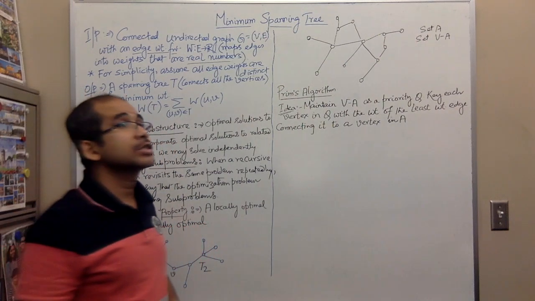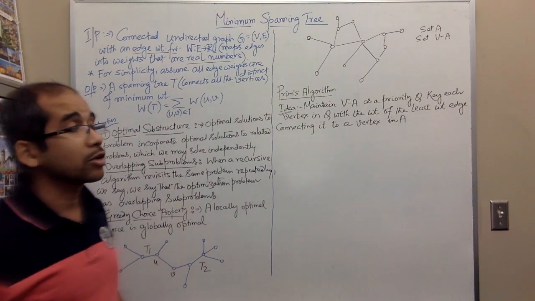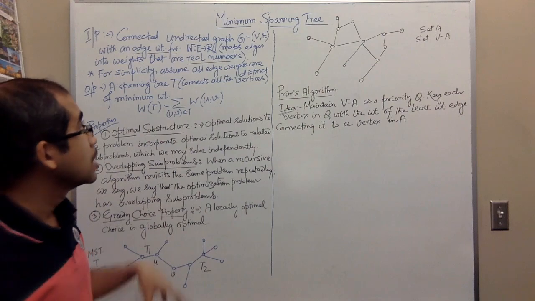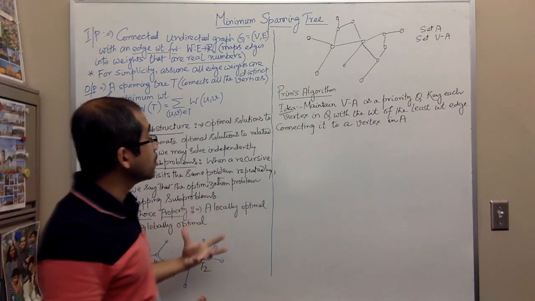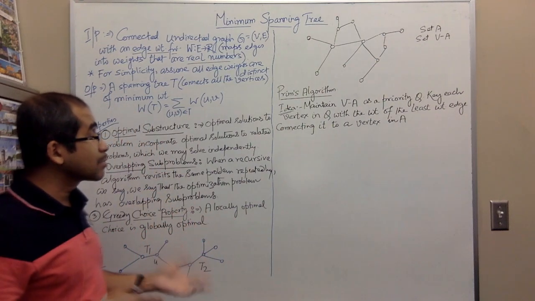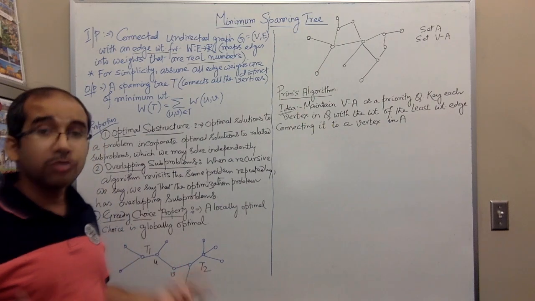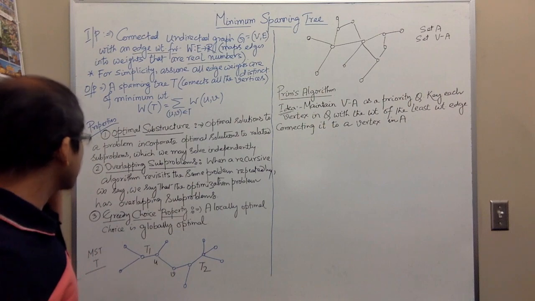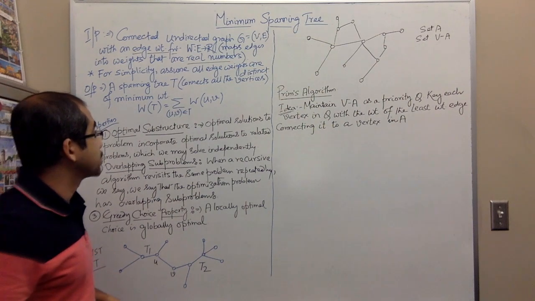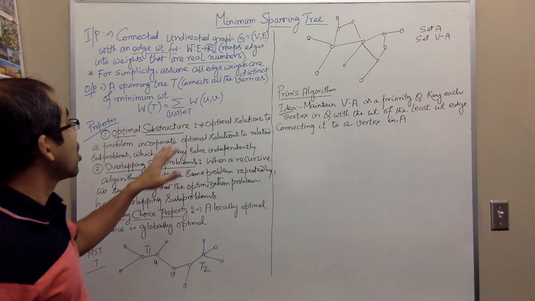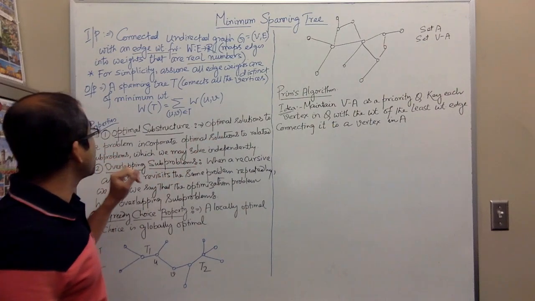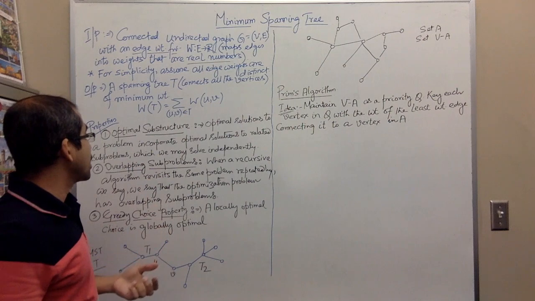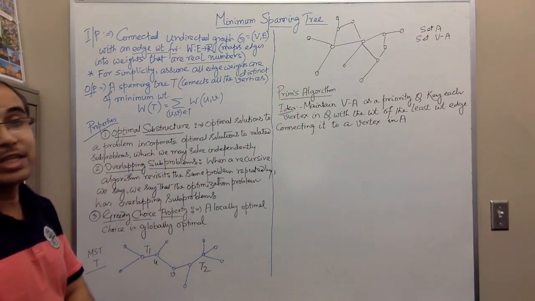Now, what are the differences between dynamic programming and greedy algorithm? I'll talk about it. I'll talk less about dynamic programming because this one will try to solve with greedy algorithm. So, there are some common properties between dynamic programming and greedy algorithm. So, what are the properties? Let's see. There is a property called optimal substructure, which says optimal solutions to a problem incorporate optimal solutions to related subproblems, which we may solve independently.